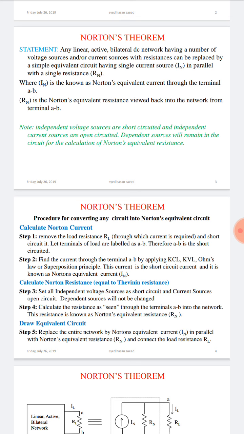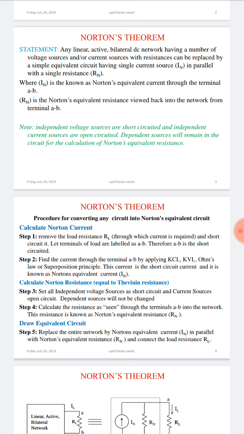So next, what is the procedure for finding the Norton equivalent circuit? Step first, remove the load resistance RL. Short circuit the open terminals and label them as AB. Step second, find the current through the labeled terminals AB by applying KVL, KCL, Ohm's law and the superposition theorem. This current is known as the short circuit current. It is also known as the Norton equivalent current.